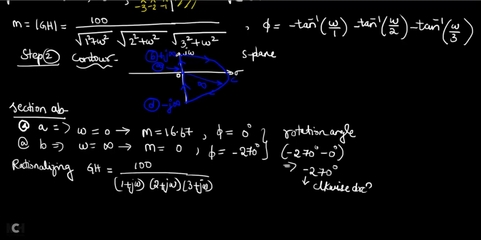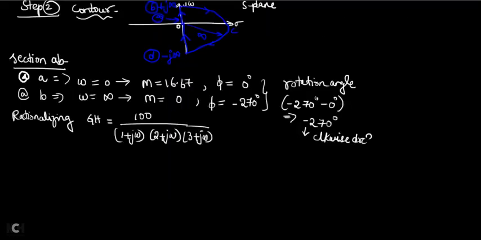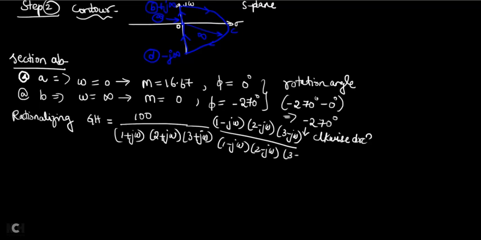Now rationalizing means what you need to do? Multiply the numerator by its complex conjugate: 1 minus j omega into 2 minus j omega into 3 minus j omega. Same thing you multiply in the denominator: 1 minus j omega, 2 minus j omega, and then 3 minus j omega. Multiply and divide by the complex conjugate of the denominator. Complex conjugate means only the j term should change the sign. Instead of 1 plus j omega, I have written 1 minus j omega. That is the meaning of complex conjugate.